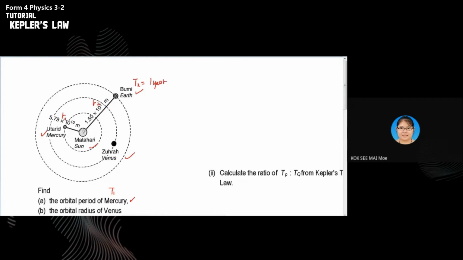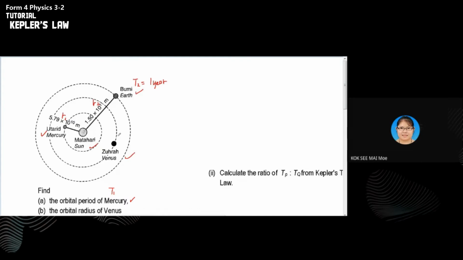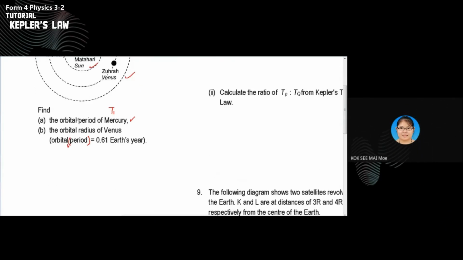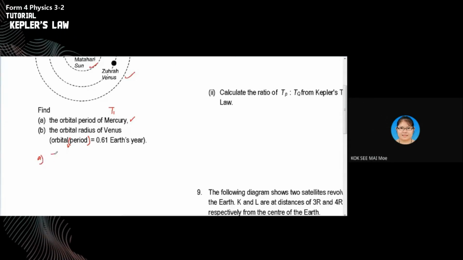So this one we don't know, Mercury and also Venus we don't know. So T2 is 1 year. So we can apply the equation because they want to find T1. So Kepler's third law, T1 squared.